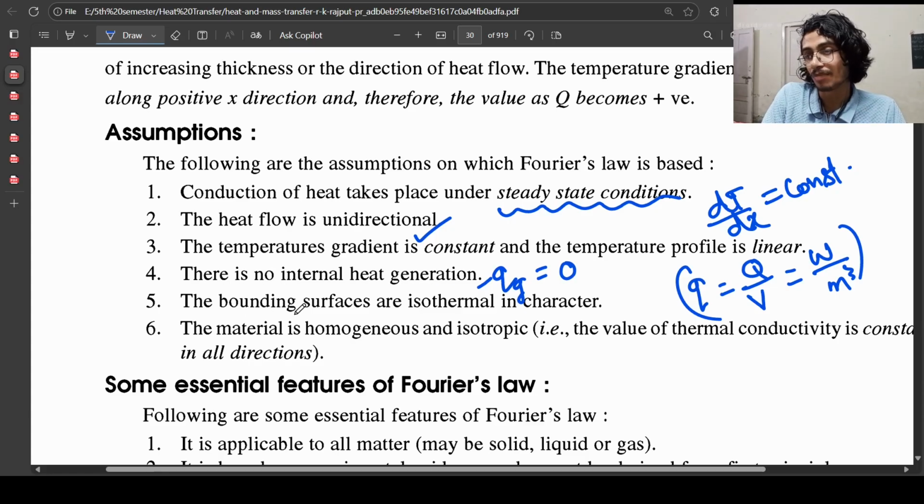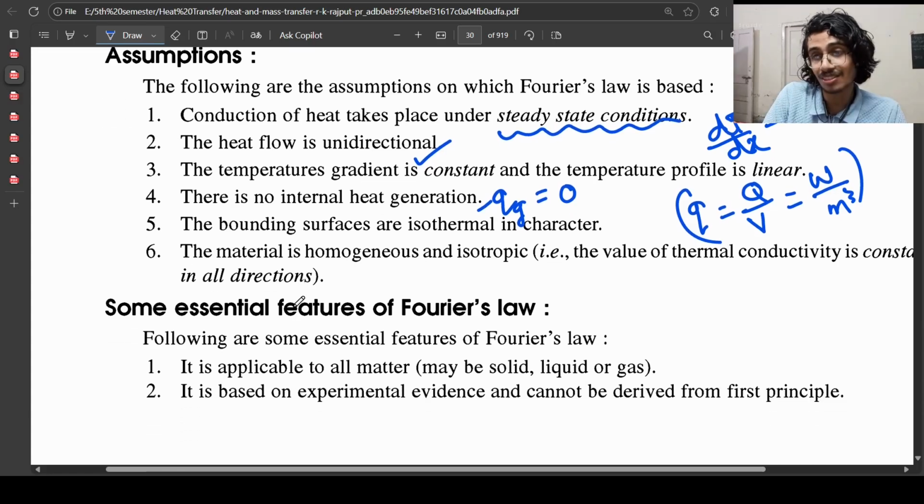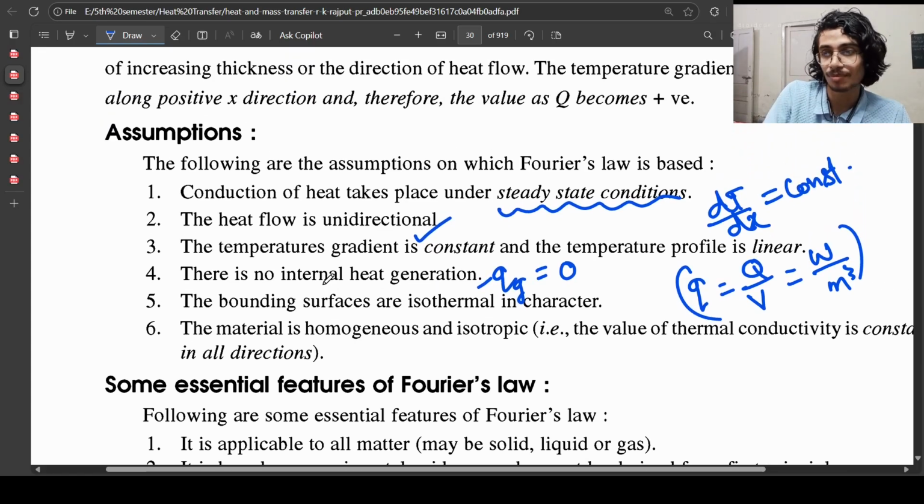The bounding surfaces are isothermal in character. I already told you, isothermal means that throughout the plane there will be no random temperature variation. Throughout the plane, the temperature will remain the same. At this point temperature T1, this point temperature T1, this point temperature T1, like this.